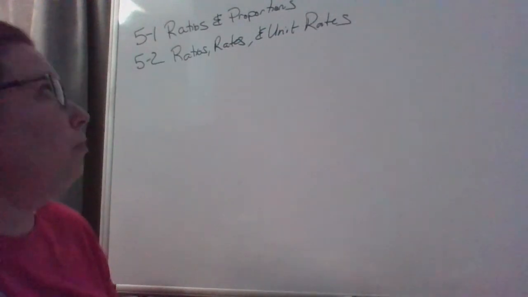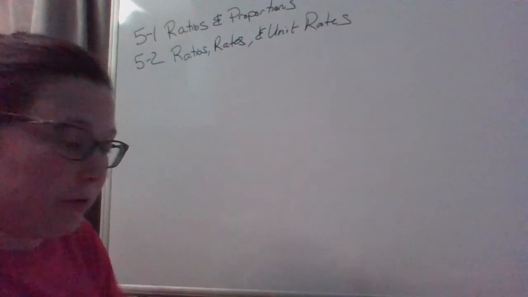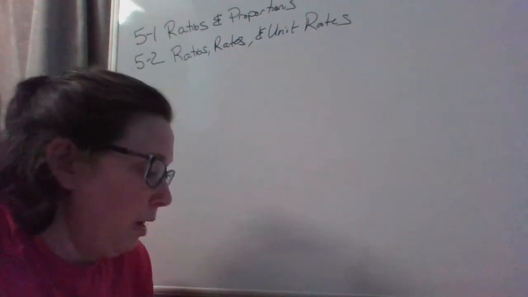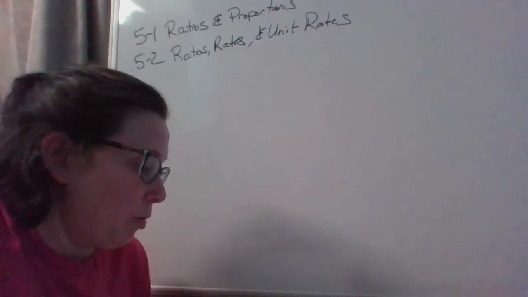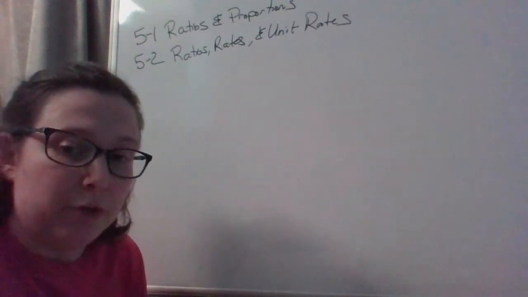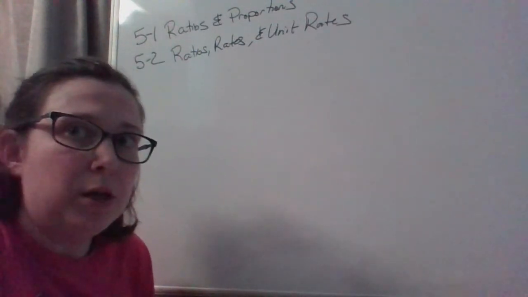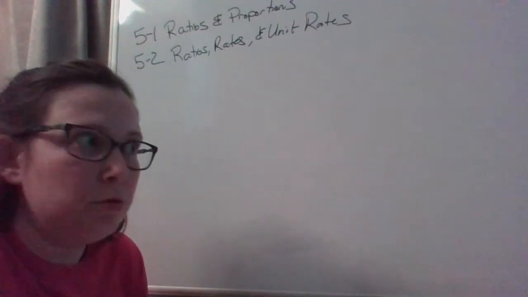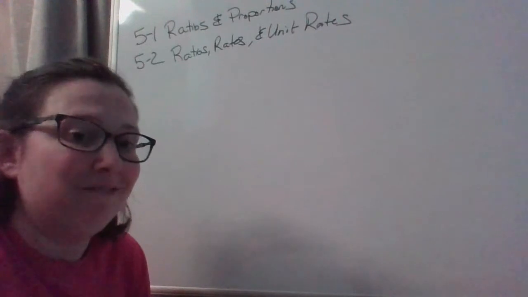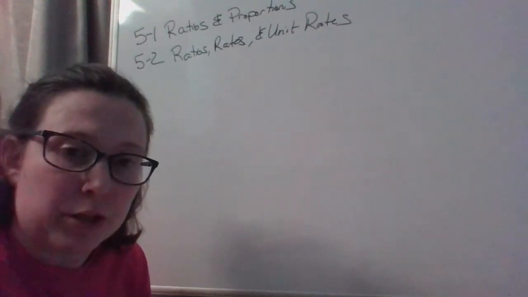So our vocab words for ratios and proportions, which is 5-1, are ratio, equivalent ratio, and proportion. So a ratio is a comparison of two quantities by division. These things, ratios, end up looking and acting exactly like fractions.